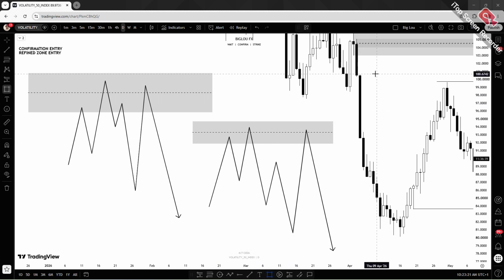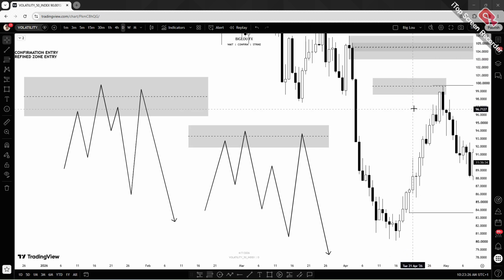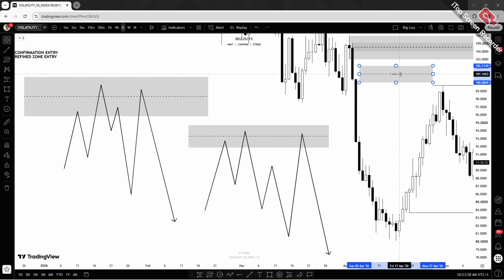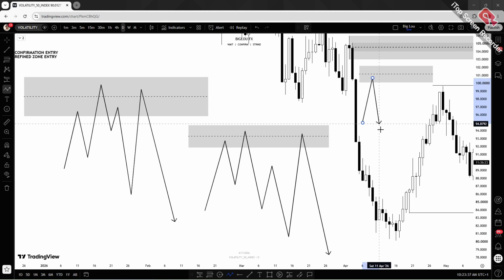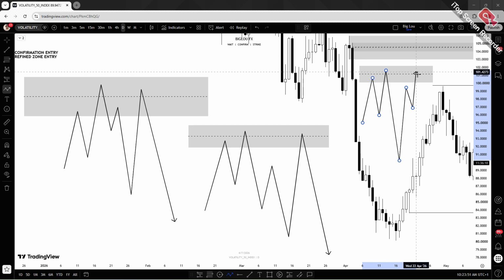Let's just pay attention. Let's assume that is our zone. Engineer liquidity. It mitigates. Comes down. Clears it. Breaks structure. Gets back up. Engineers this liquidity. Taps our valid supply zone and then sells.